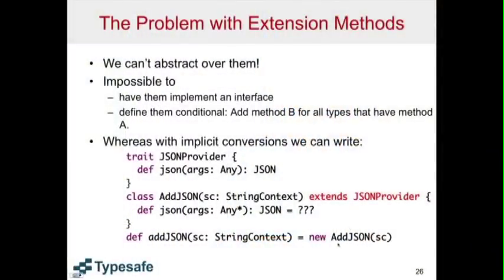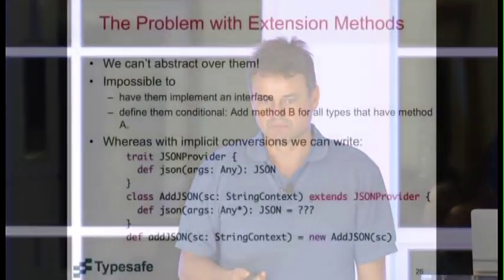Whereas with our implicit conversions, we can write more interesting stuff. So, for instance, here I have a trait with a JSON provider and the JSON method. And then my add JSON wrapper could extend the JSON provider. And that means I get for free the implementation of that trait. So with the implicit conversions, they are more cumbersome, but I can implement traits. I can implement interfaces. And after all, what is a method for, if not for implementing a trait? So I think just having methods without implementing traits is really only a half solution.